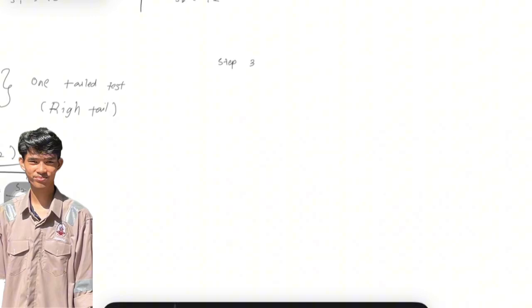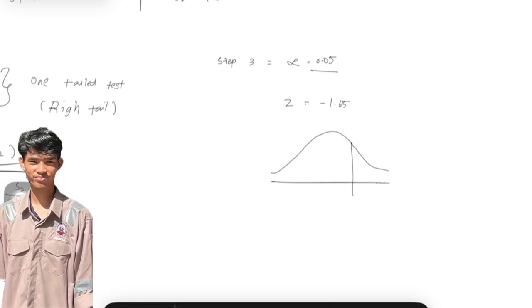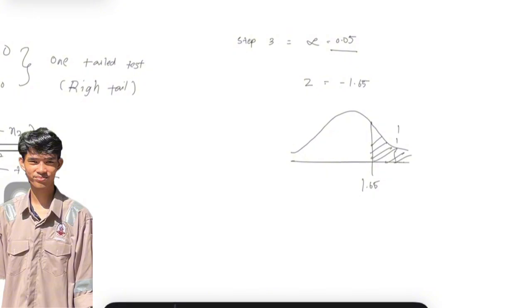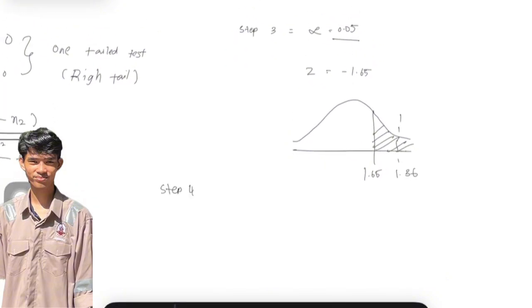Then we compare it with the critical value. Since this is a right tail test at the 0.05 significance level, the critical value is 1.65. Because 1.36 is less than 1.65, it does not fall in the rejection region. Therefore, we fail to reject the null hypothesis. In conclusion, there is not enough evidence to show that remote researchers are significantly more productive than office researchers.